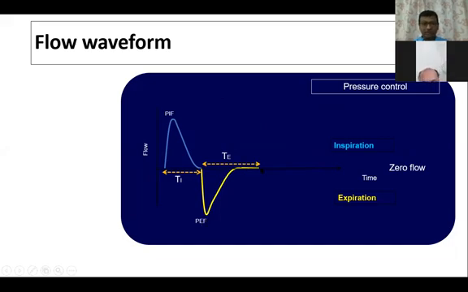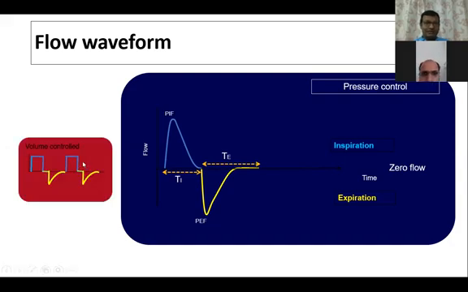So if you can see here, in a flow waveform, inspiration will be above the baseline and expiration will be below the baseline, whereas in a pressure and a volume waveform, you have both inspiration and expiration above the baseline. Now let us have a look at flow waveform in the volume control mode.